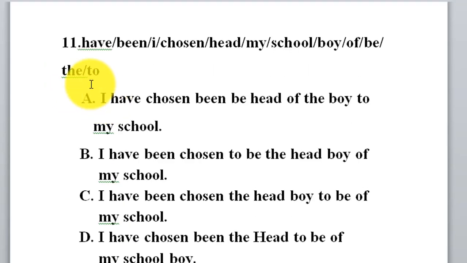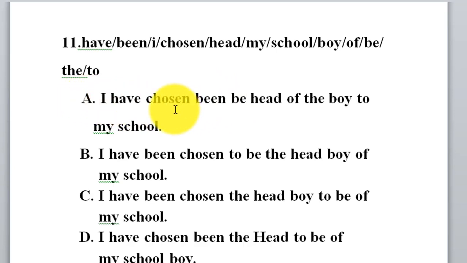Question number 11 is the same as question number 10. I have been chosen to be the head boy of my school. Count the two words, first the words here, and they must come in equal order. Look here: I have chosen be ahead of the boy to my school. This is wrong, because in the passive voice or perfect passive, this perfective word can be inserted between the two words, the auxiliary and the action verb. In this one, the position of the perfective is in the wrong place, so this is not the answer.